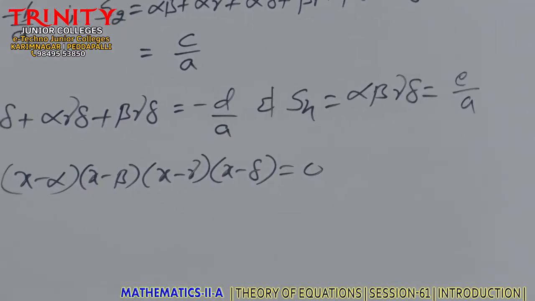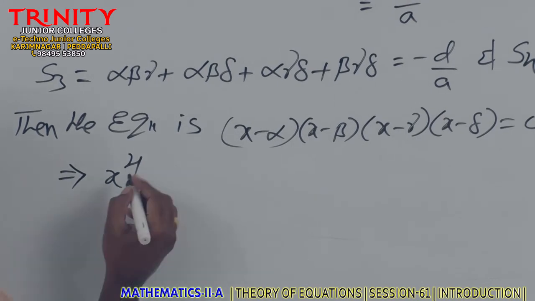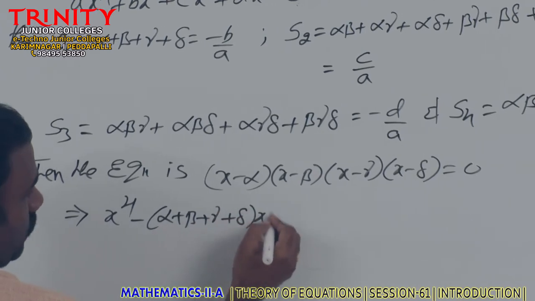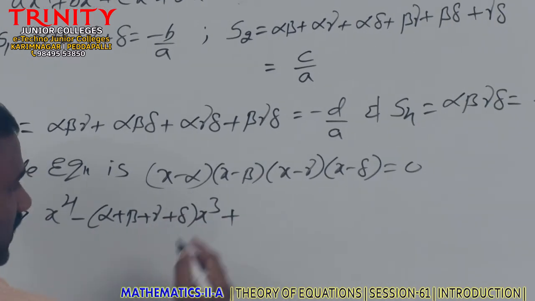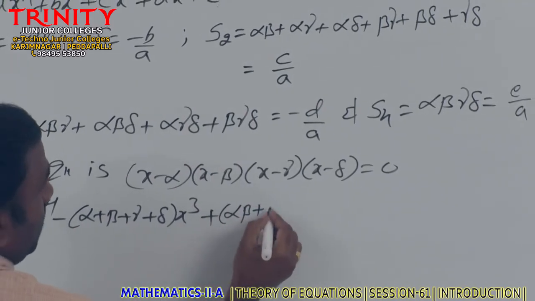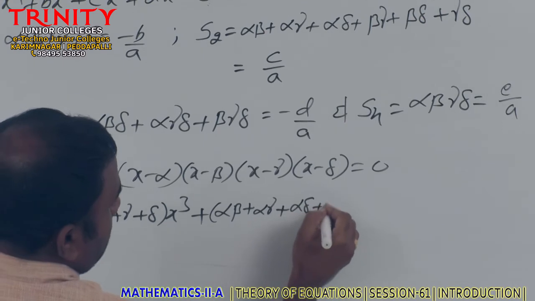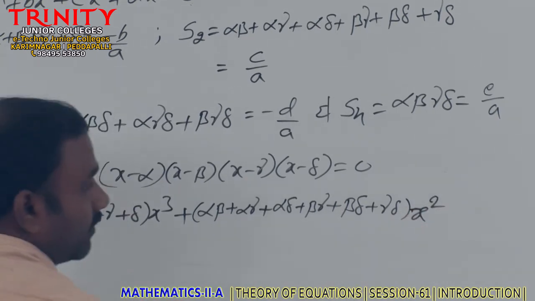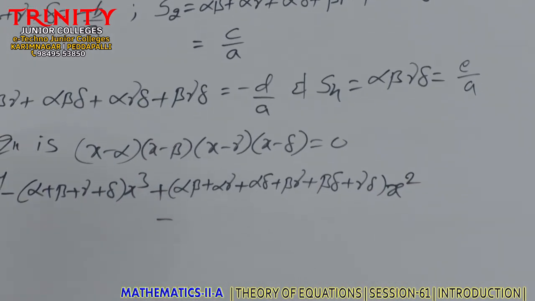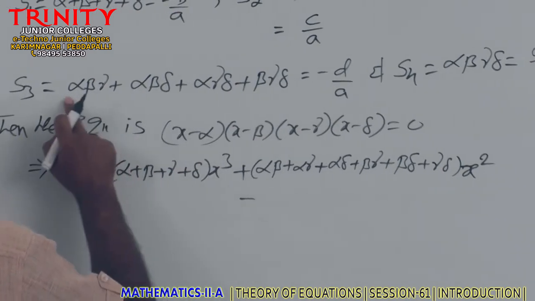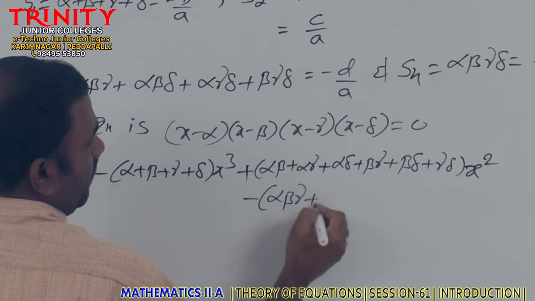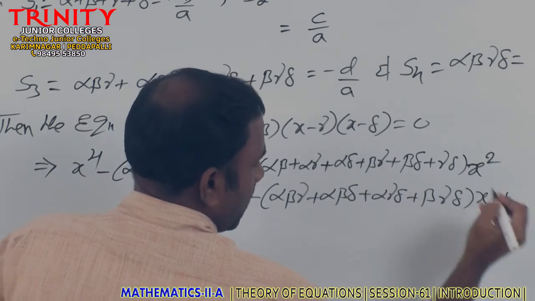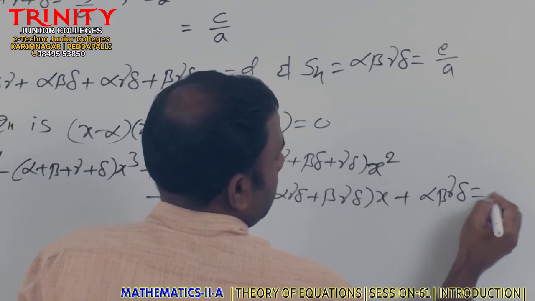If you multiply this out, you will get the equation x power 4 minus the sum of the roots (alpha plus beta plus gamma plus delta) into x cube, plus the sum of the products of two roots, that is alpha beta plus alpha gamma plus alpha delta plus beta gamma plus beta delta plus gamma delta, into x square, minus S3, this one, alpha beta gamma, alpha beta delta, alpha gamma delta, beta gamma delta, into x, plus alpha beta gamma delta is equal to 0.